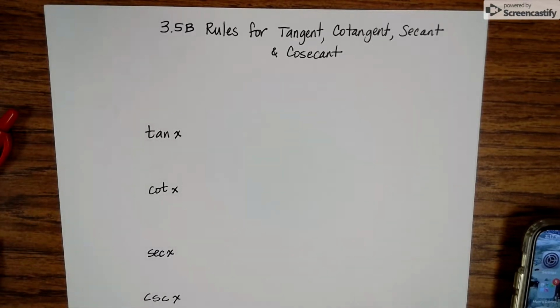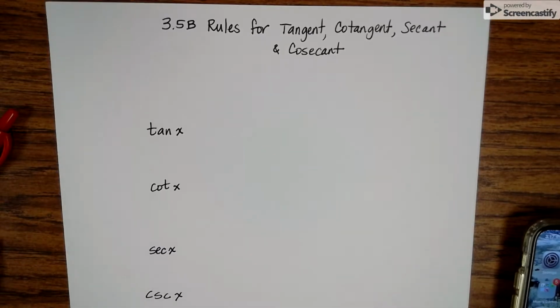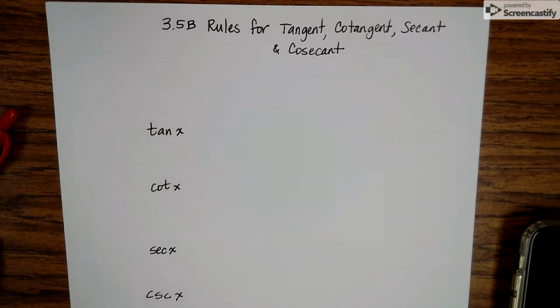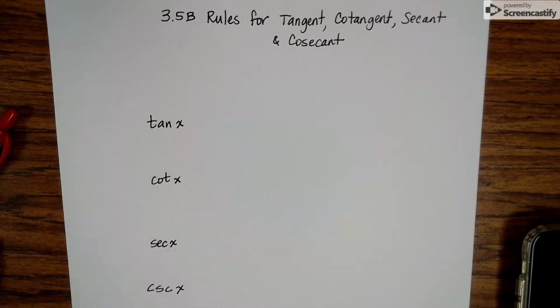All right, we've got 4 new rules we are learning for 3.5b. So I'm just going to show them to you. And if you're in class this day, we actually showed where they all came from. But I'm just going to go ahead and show you what the actual derivative of each of these is.